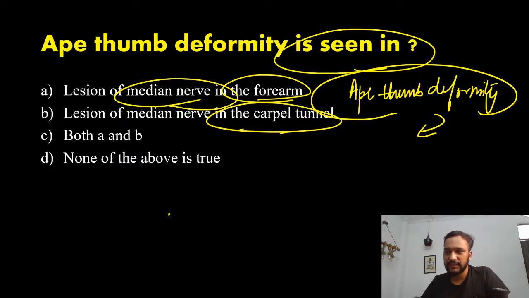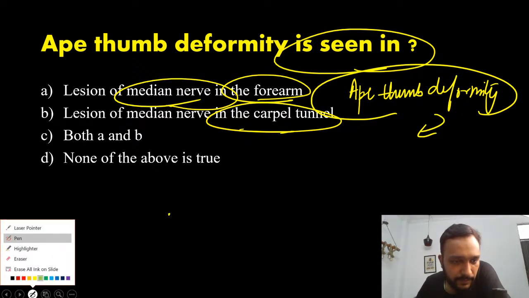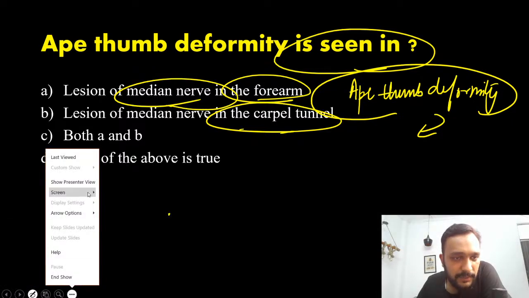Which muscle is causing this ape thumb deformity? Anyone? Very simple question, guys. Okay, so guys, let us have a look at all the muscles which are supplied by your median nerve in the hand.